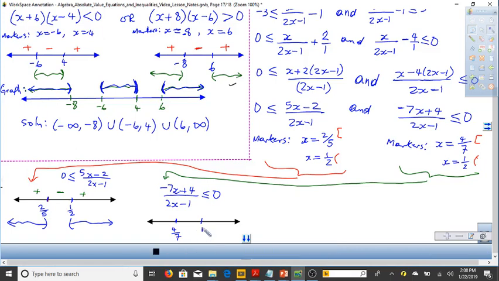4/7 is to the left of 1/2. Oh, my apologies. 1/2 is to the left of 4/7. Sorry about that. 1/2 is to the left of 4/7. Please check that on your calculator.